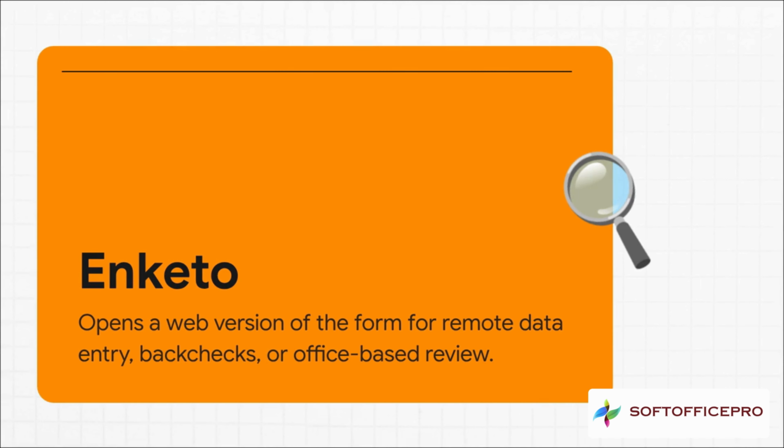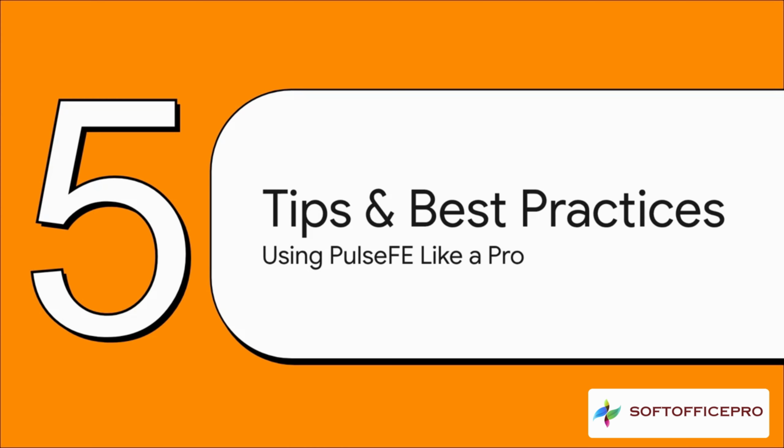Now you might see this little globe icon inside the central platform. That's a tool called Enketo, and what it does is pretty cool. It lets a supervisor open up a web version of the very same form you're filling out on your phone. This is super handy for them to do things like remote data entry or to double-check your work, all right from their computer.